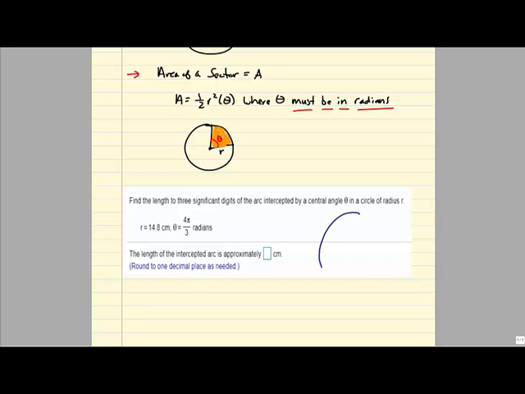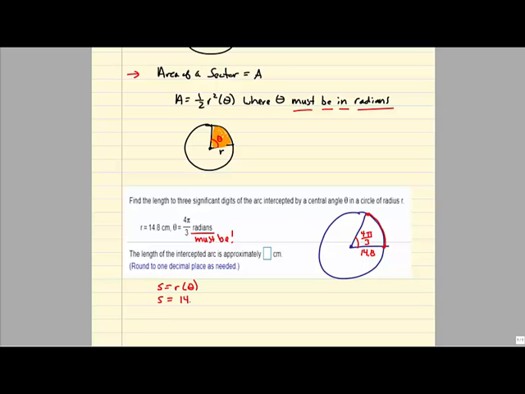So here we have a circle, and we have some arc length, and that arc length is going to go from this point to this point, and theta is 4 pi over 3, and it's given in radians. It's very important, must be in radians. And then we also know that the radius is 14.8. So if we're asked to find arc length, the formula that we use is S equals r theta. So arc length is equal to radius.